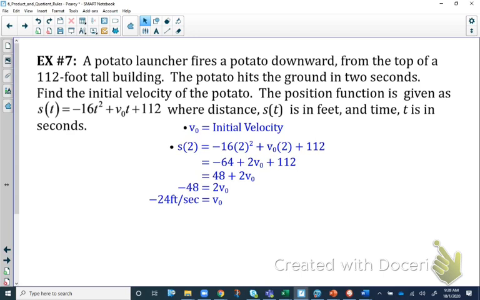There we go. And so the initial velocity would be negative 24 feet per second. And we've talked about velocity itself being akin to speed, but negative doesn't mean that it's slowing down perhaps, it's just talking about the direction. So in this case, because we're going downward, that's why we have the negative velocity, or the negative 24 feet per second for our velocity.